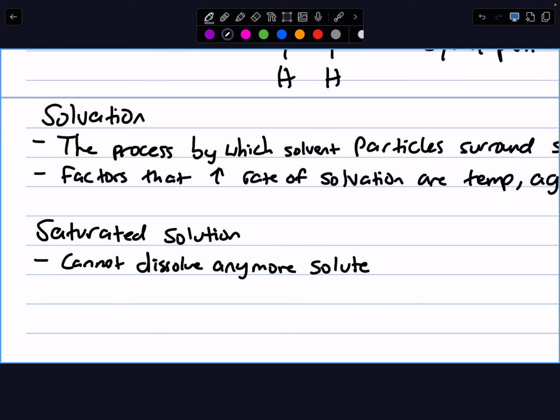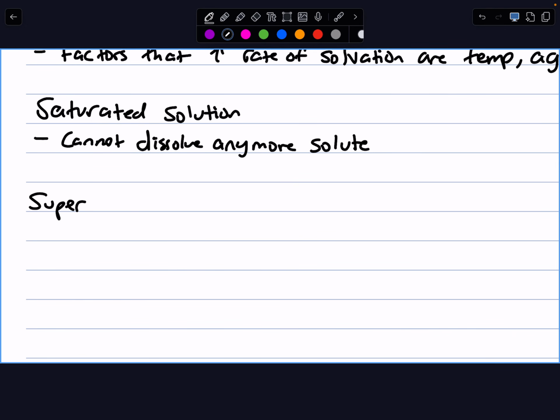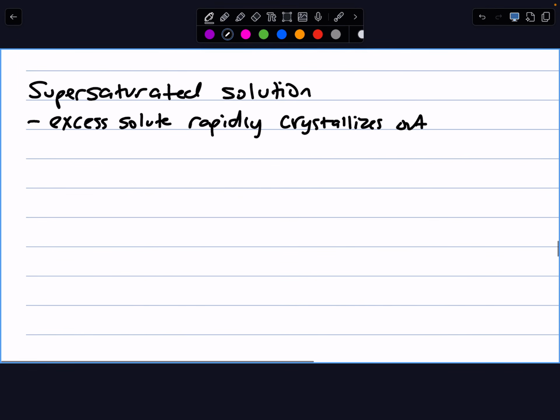It wakes up and it explodes. It realizes that it can't dissolve anymore, so it starts to clump up. Okay. Perfect. Supersaturated. Concentrated, I know that one. Large amount of solute. Supersaturated solution: the excess, the extra solute that we tricked it into dissolving, rapidly crystallizes out because it becomes a crystal. Does that make sense? Yeah. Okay. Super concentrated solution. Supersaturated.